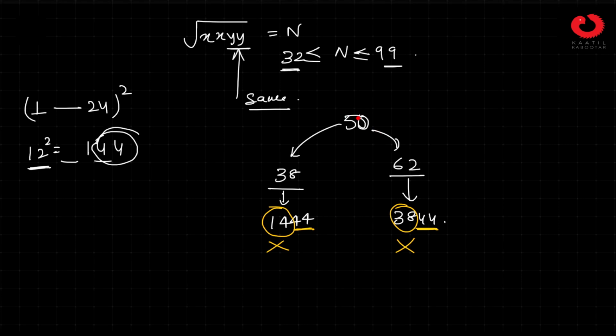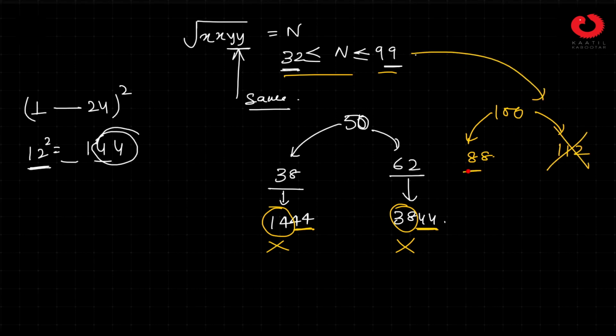Do we have any other multiple of 50 in this range? No. What about 100? If we do 100 minus 12, what will we get? We will get 88. And if we do 100 plus 12, we will get 112. 112 is outside our range, this we know, whereas 88 is still in our range. So let us do the square of this, and you can see it comes as 7744. So now this is the same and this is the same. So the square root of this will be 88.